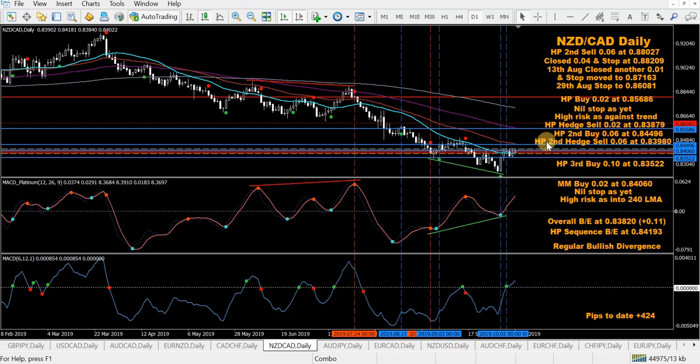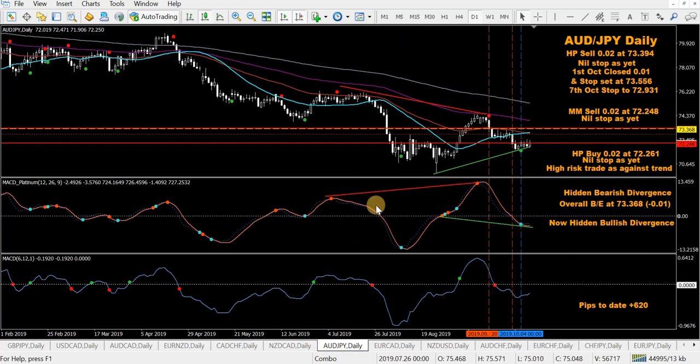You can read my notes. Lots of trades on there. Got stops and plays from old sell trades. And yeah, bit messy, but we're close to overall break-even. So even though it looks like there's a lot happening, we're in a pretty safe zone at the moment. Aus yen. Overall, we've got a few trades on. Again, you can read my notes.